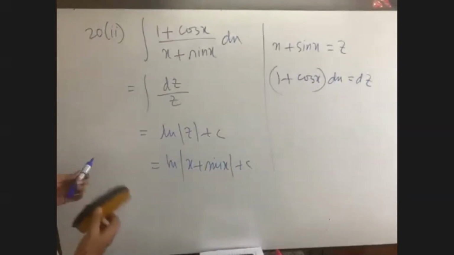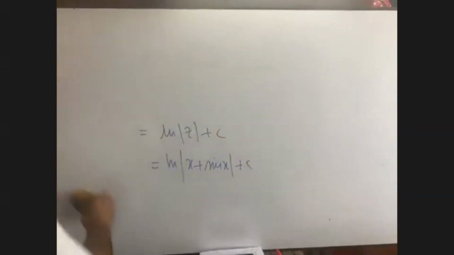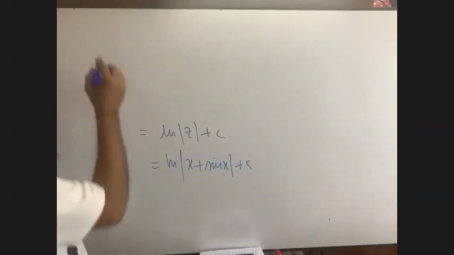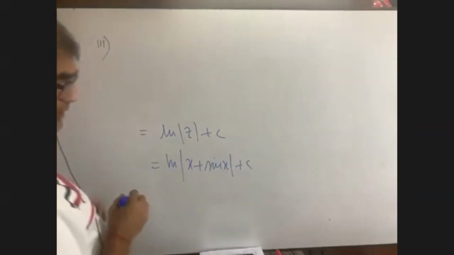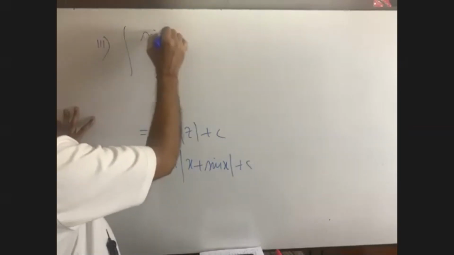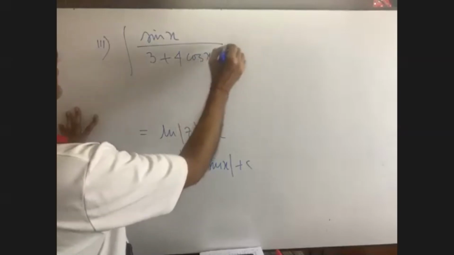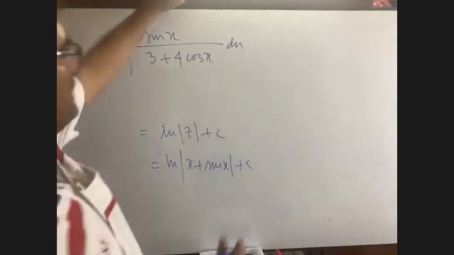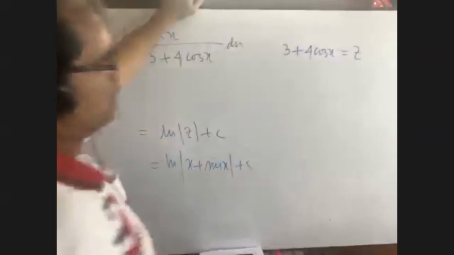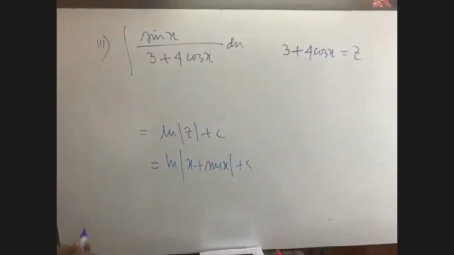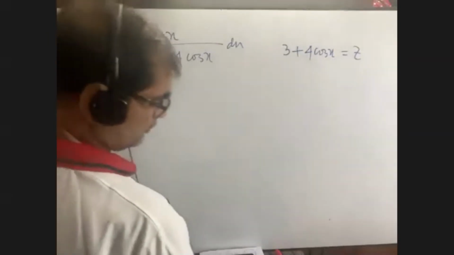Now question number 23. Please copy it. Okay. Now question number 3 of 20: sin x by 3 plus 4 cos x dx. Very easy and simple. You let the denominator 3 plus 4 cos x equal z. Now you can do this math. You will get sin x here. You will do it and post it in the messenger group.